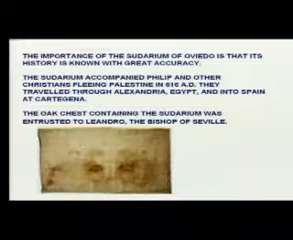Now, the importance of the Sudarium of Oviedo is its history. Unlike the Shroud, the Sudarium of Oviedo's history is very well known. The Sudarium of Oviedo in Spain accompanied Philip and other Christians fleeing Palestine in 616 AD, and they travelled through Alexandria, Egypt, and into Spain at Cartagena. And the Sudarium of Oviedo is now contained in an oak chest, which was entrusted to Leandro, the Bishop of Seville.